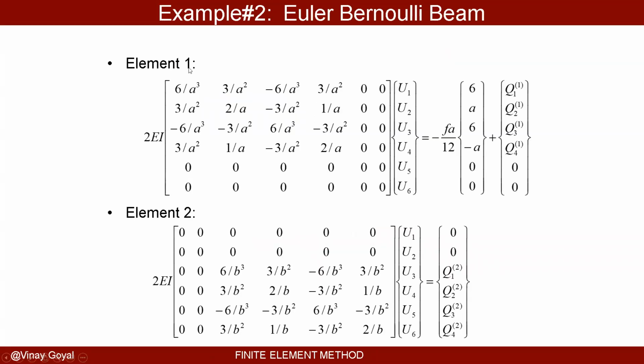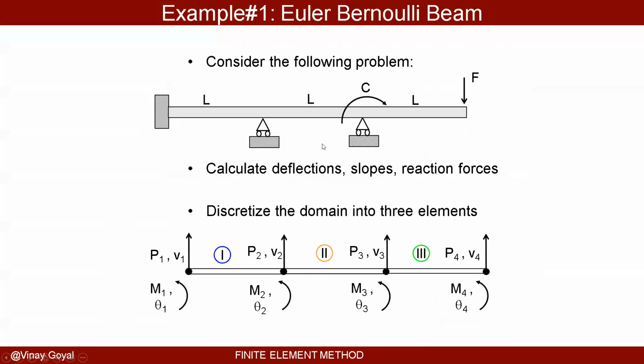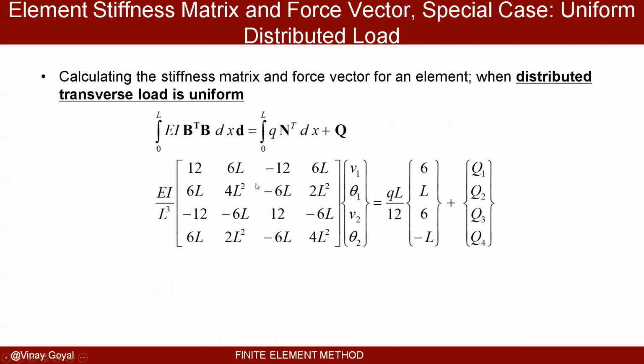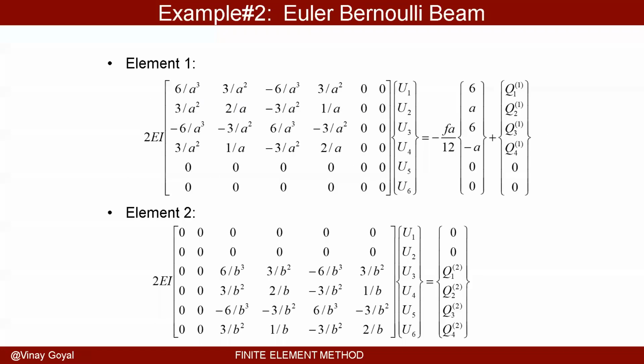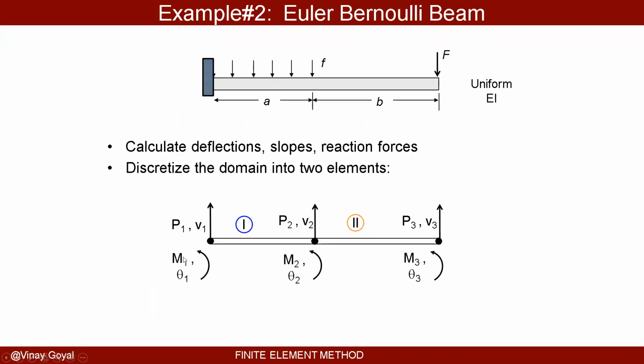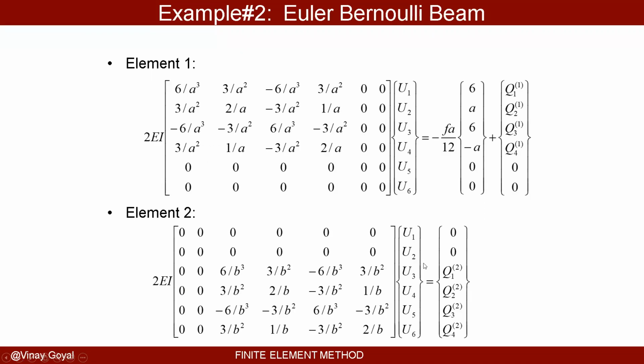I'll use the same idea. Element number 1, use the equation that we already derived for the element formulation, which was given here. That's the element formulation, but the length now is A, right? So the length is A in this scenario, so plug that in there. I have 6 unknowns because I have 2 degrees of freedom, V1 and theta 1, V2 and theta 2, and V3 theta 3.